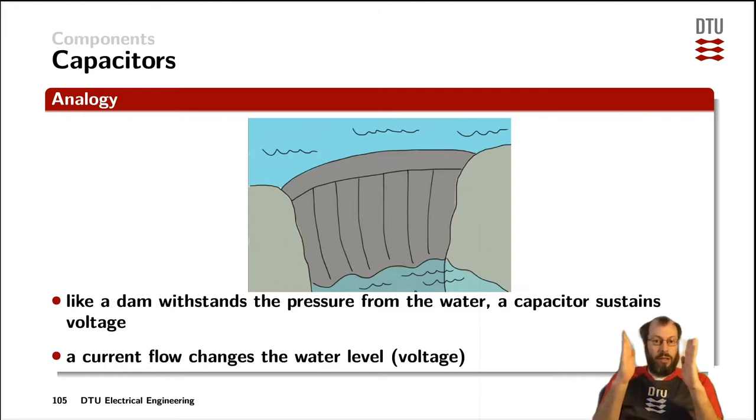and they can have different thicknesses. So the closer they are, the weaker the dam is to keep the water away from the village. The water pressure pressing on one of those plates from the mountainside is equivalent to the voltage across a capacitor. The remaining current flowing through the dam is equivalent to the electrical current in a capacitor.